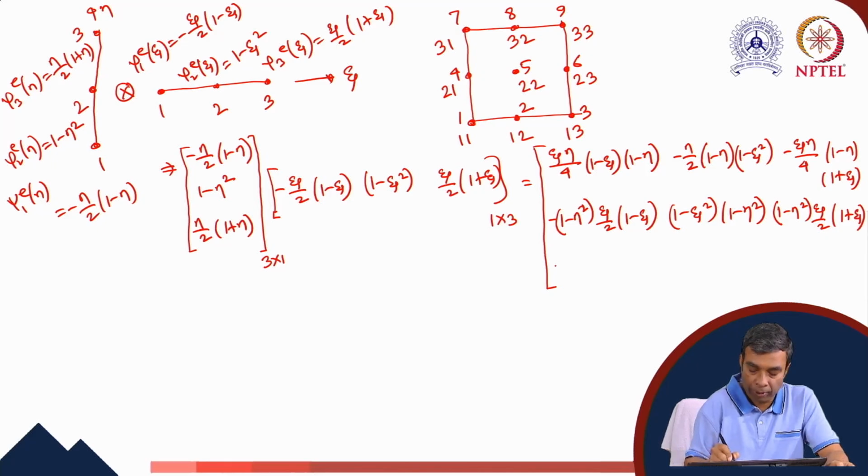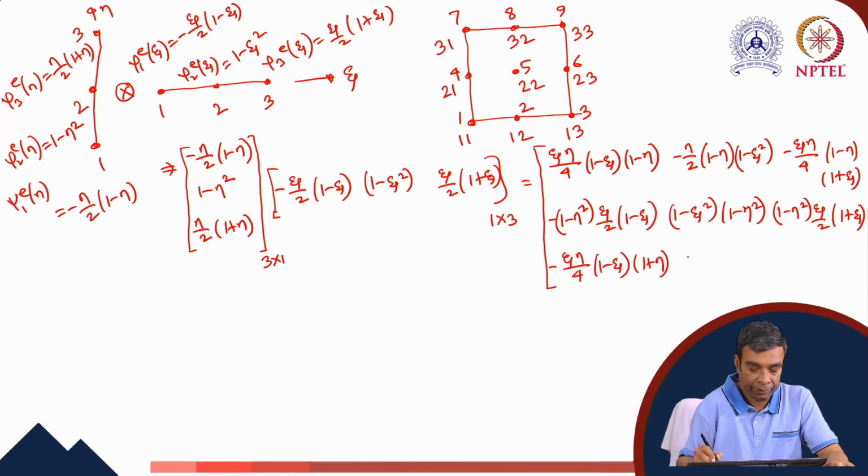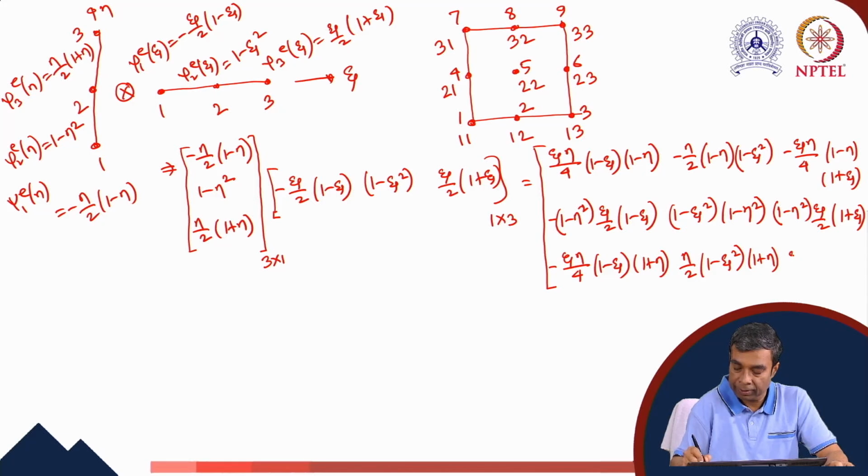In the last row, we have minus xi eta by 4 into 1 minus xi into 1 plus eta. The next term is eta by 2 into 1 minus xi square into 1 plus eta, and the final term is xi eta by 4 into 1 plus xi into 1 plus eta.